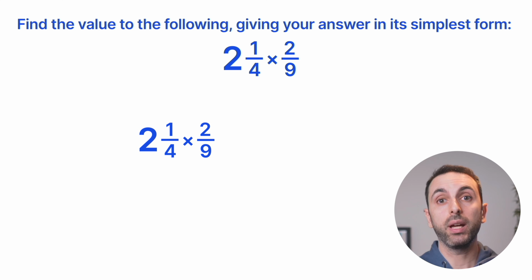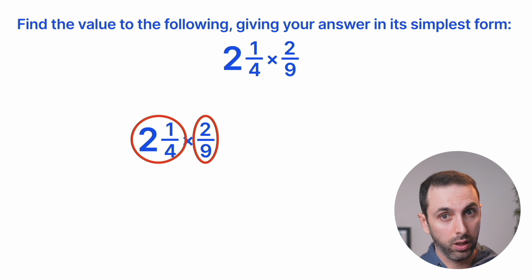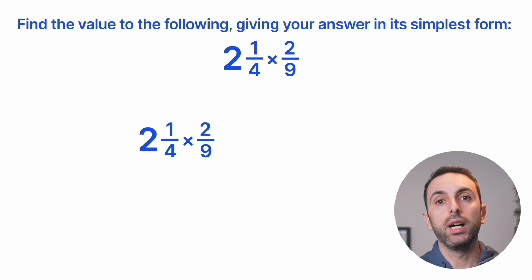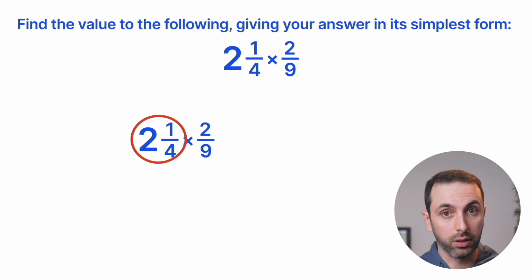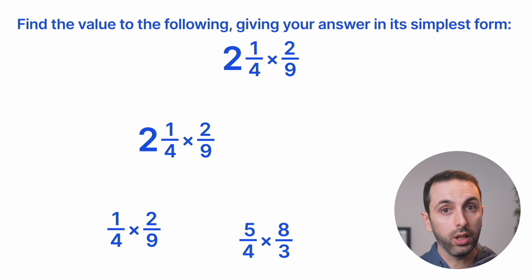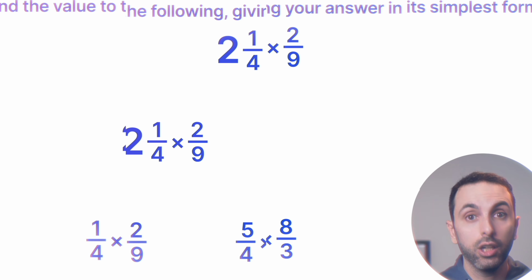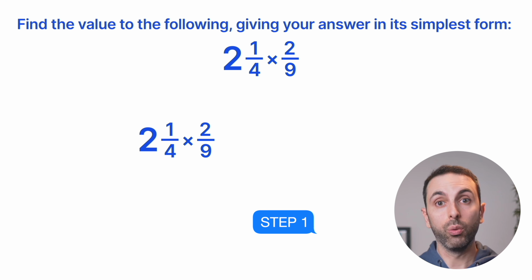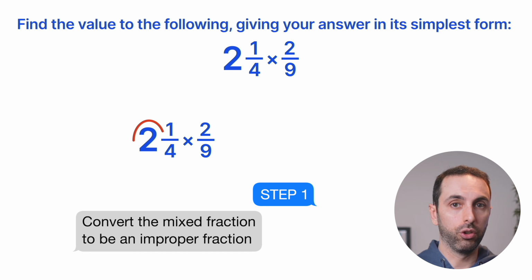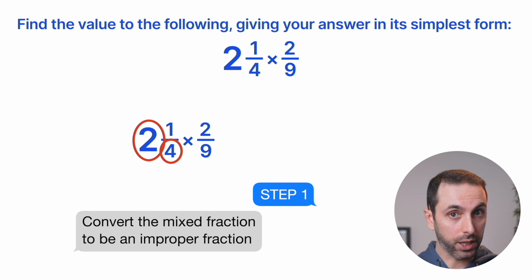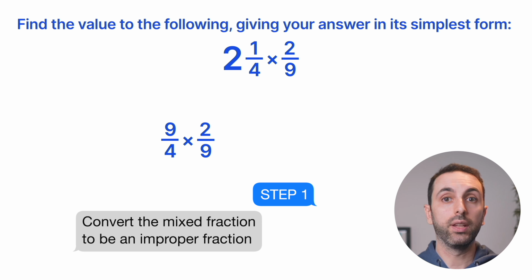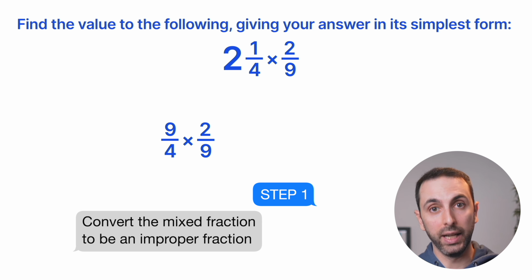This time, we have a mixed fraction multiplied by a fraction. We'd like to follow the original methods that we've been using previously, but the issue is that 2 1/4 is a mixed fraction. In general, we can only multiply proper or improper fractions using the methods that we learned previously. So the first step is to convert 2 1/4 to be an improper fraction. We'll multiply the whole number of 2 by the denominator of 4 in the fraction to make 8, then add the 1 to make 9, leaving us with 9 over 4 times 2 over 9.